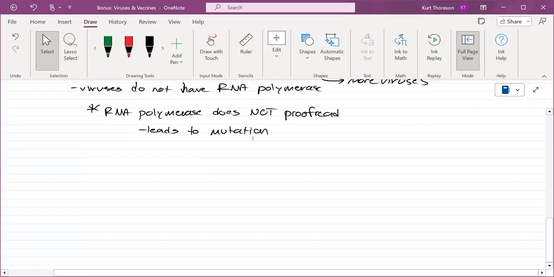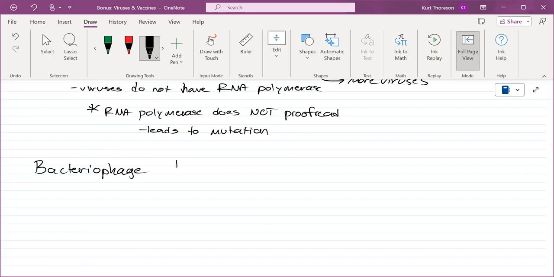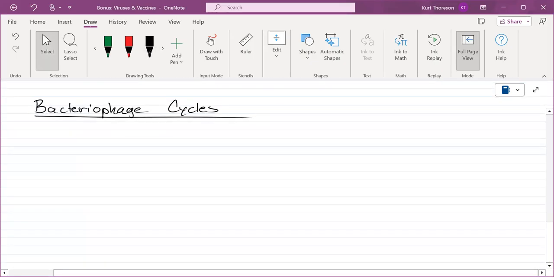All right, let's continue. And let's go to bacteriophage cycles. You will see this on your Mastering. Every AP Bio student has to know these. There's going to be 5 stages of the first cycle and 1 bonus stage for a second cycle. Okay, so try to keep up. Here we go.